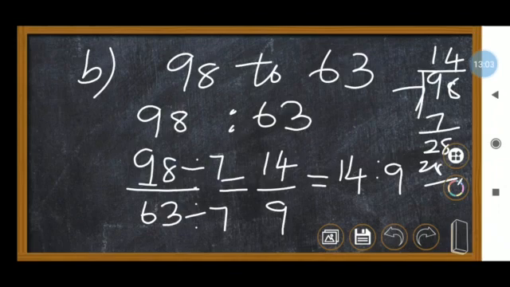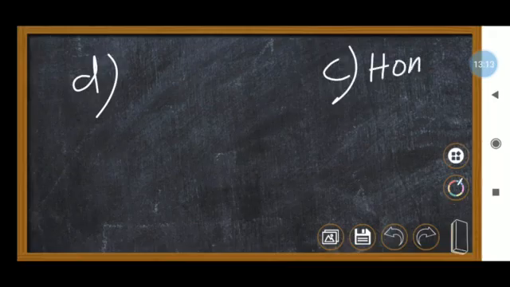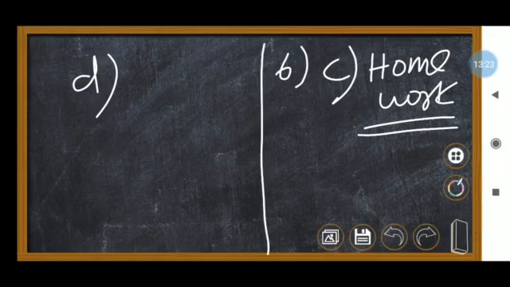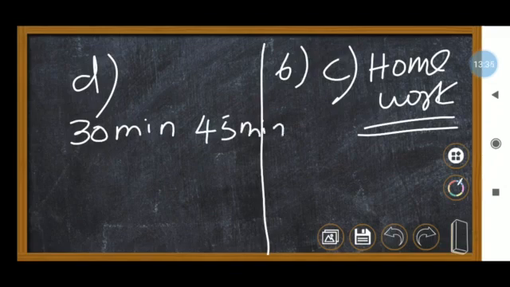Okay, one more problem I will do, the D problem. The C problem is for your homework. Remember that in the sixth question, C is your homework. Now the sixth one, D problem: 35 minutes to 45 minutes. What is that ratio? Okay, so D problem I will solve.